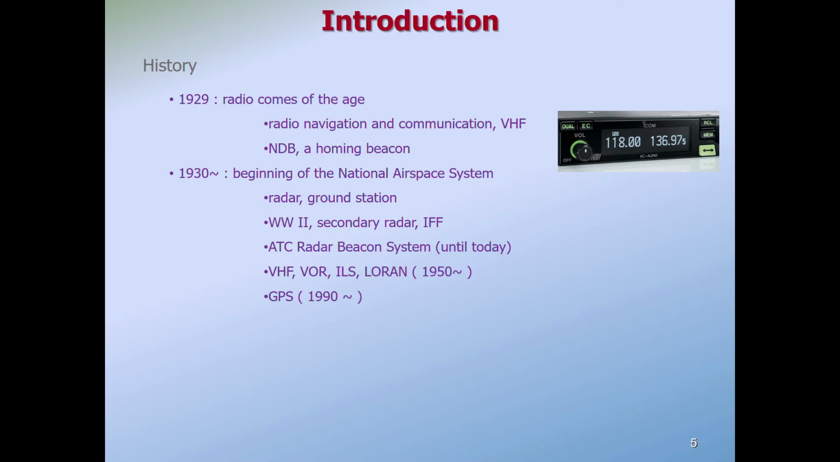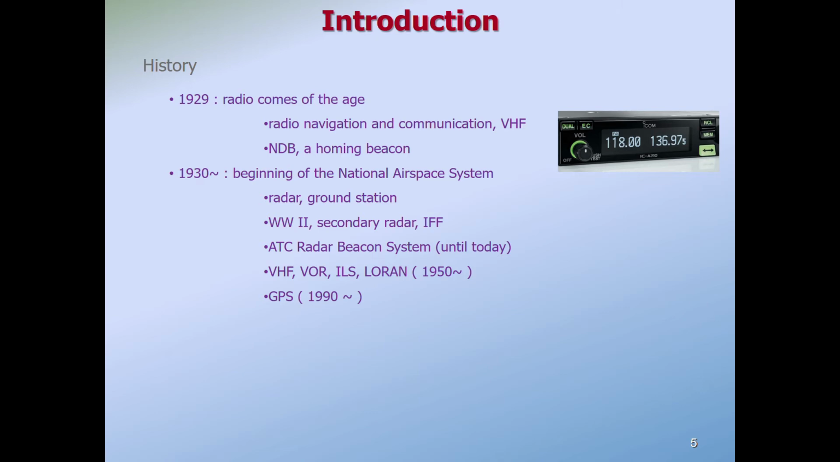And a good development in World War II: secondary radar, we say IFF. And then we have ATC, Air Traffic Control, radar beacon system. Until today we use this. And then next, it evolved based on every application. We have VHF, VOR, ILS, LORAN, onwards, starting from 1950. And then the most popular right now, we have GPS. So GPS plays an important role until now.